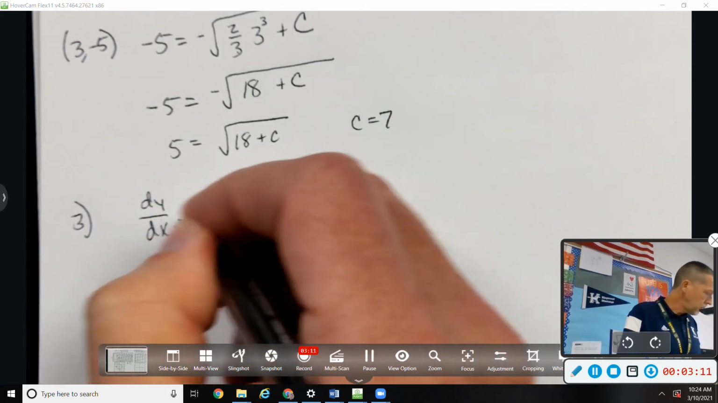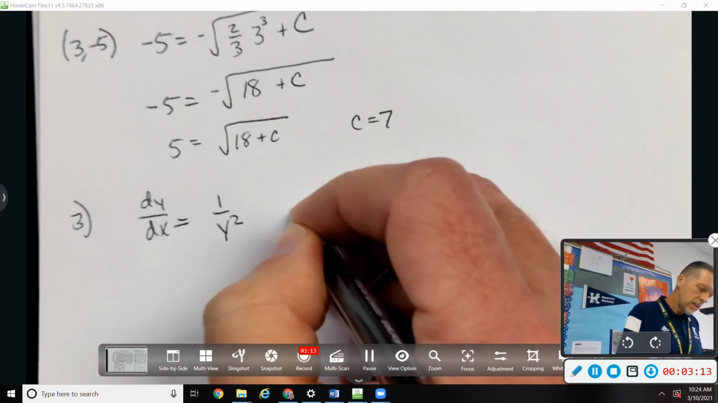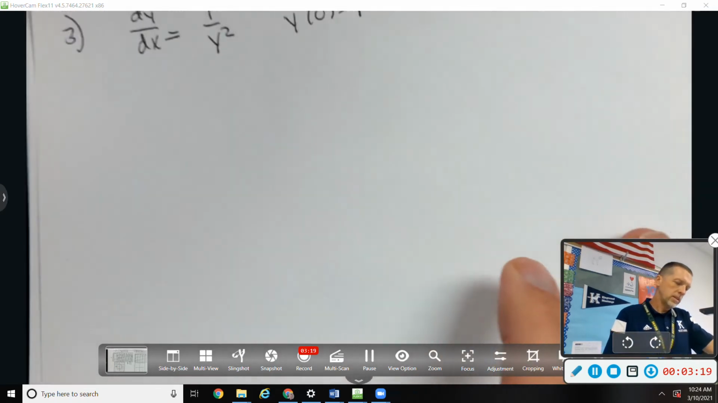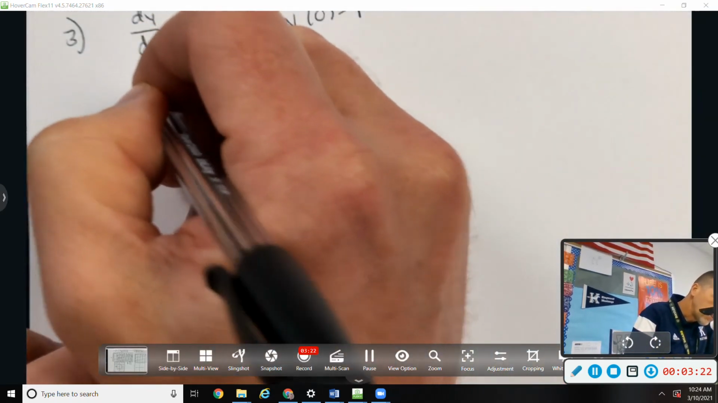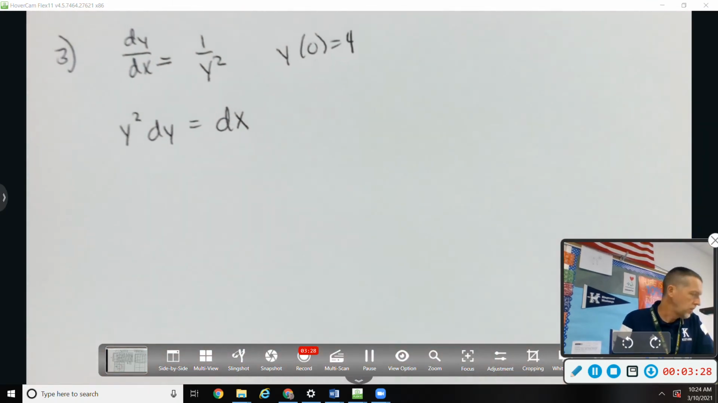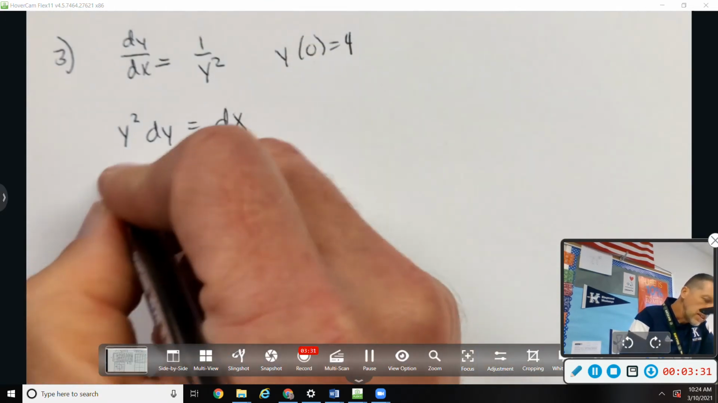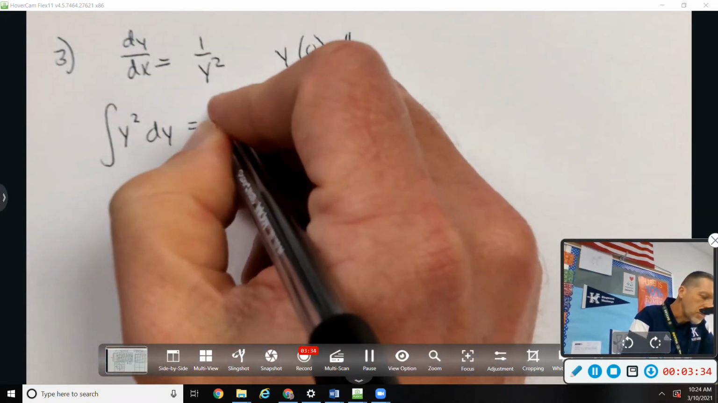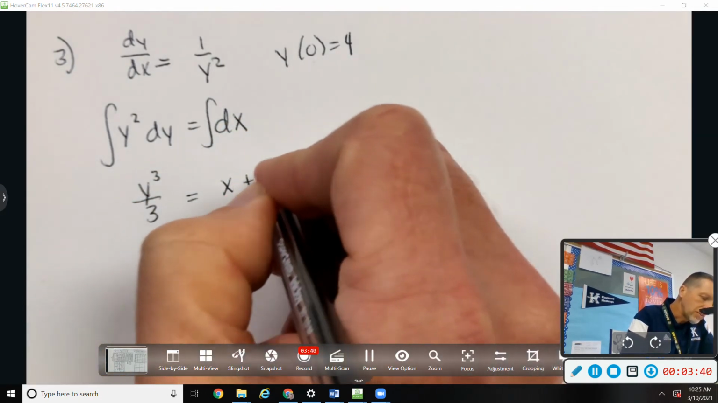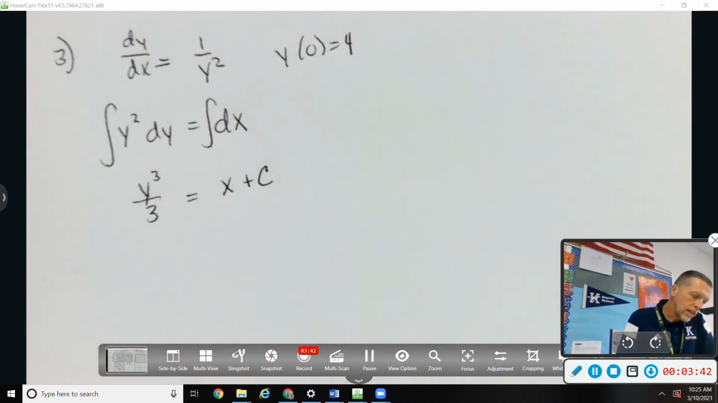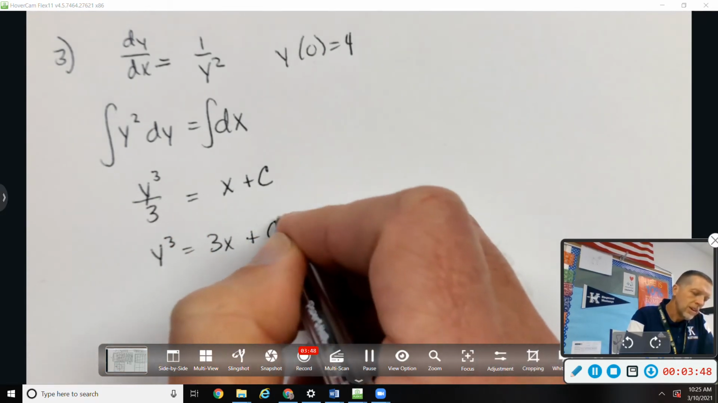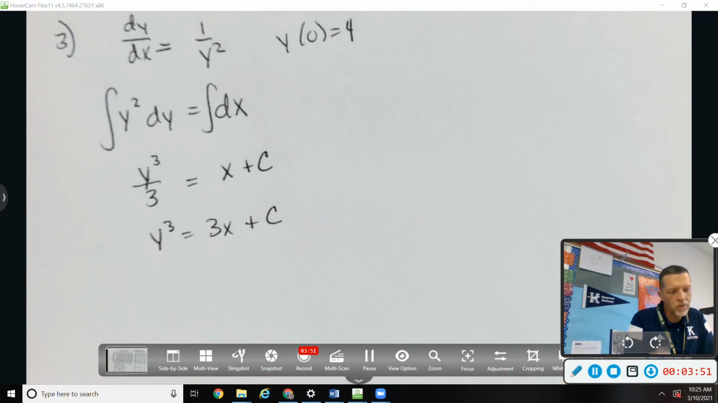dy dx equals 1 over y squared, and y of 0 equals 4. So separate the variables. Y squared dy equals dx. Oh, this is going to be an easy one in terms of separation of variables and integrating. Y cubed over 3 equals x plus c. So y cubed equals 3x plus c. Different c, but unknown c times 3 is still unknown c.